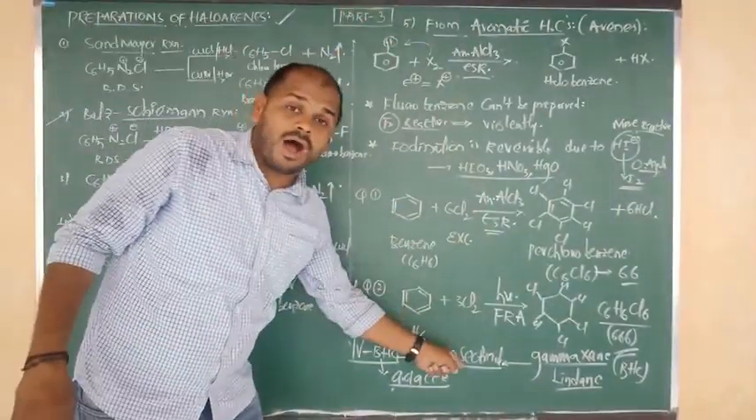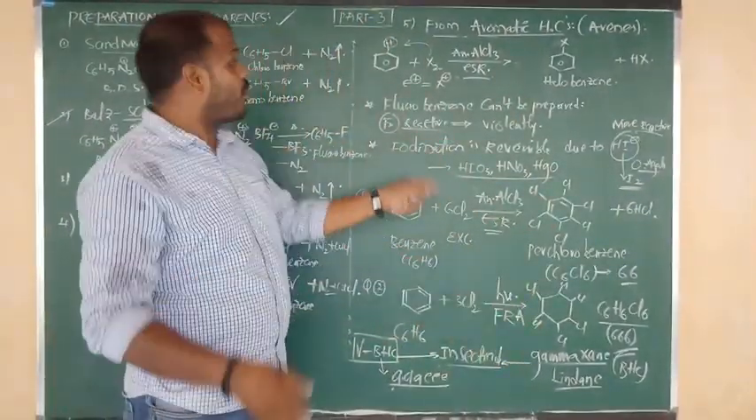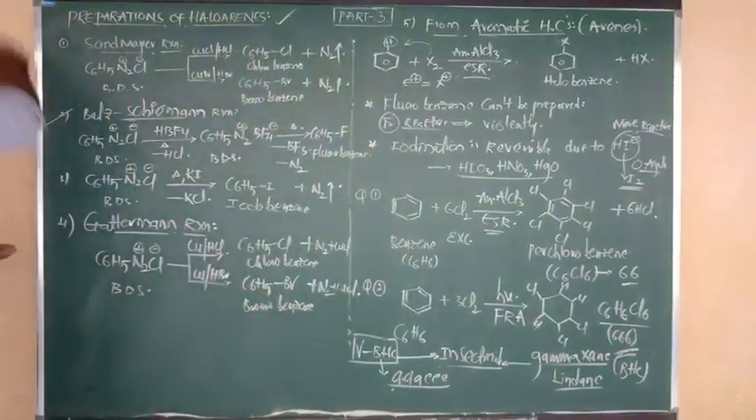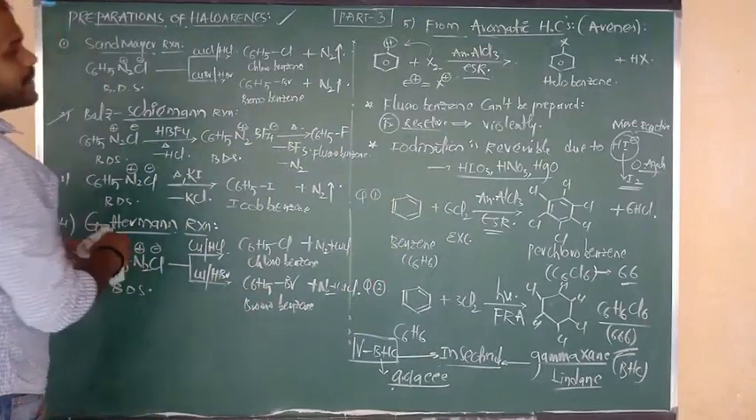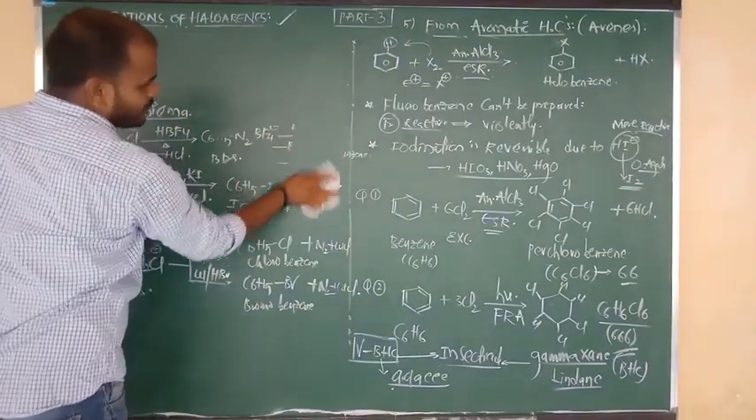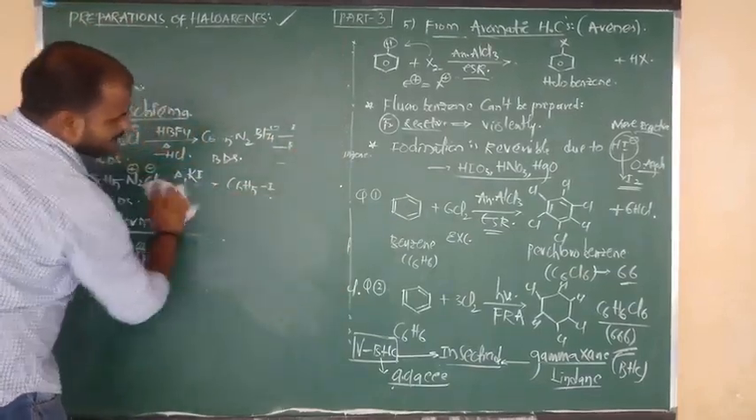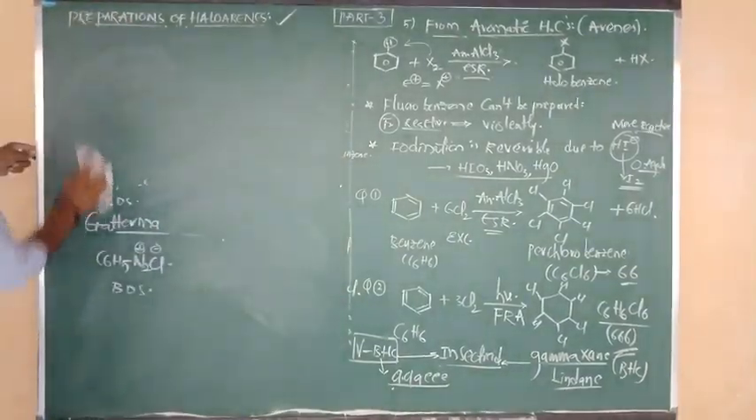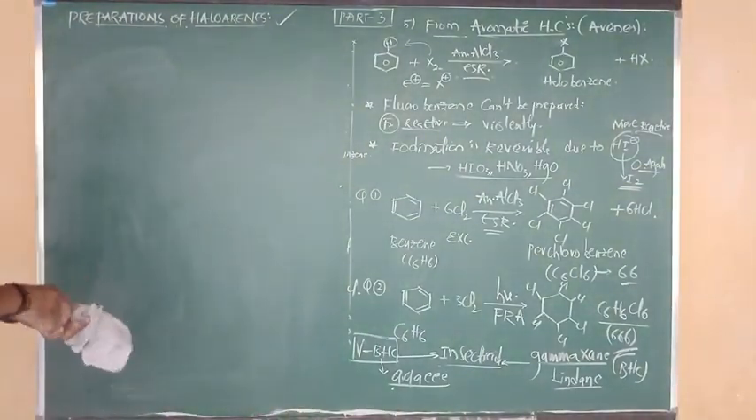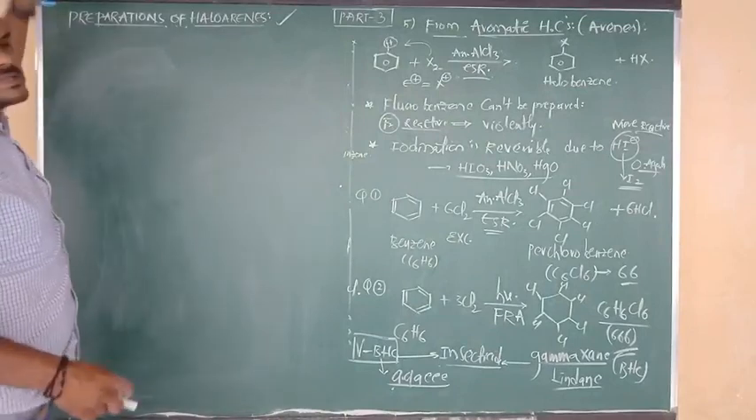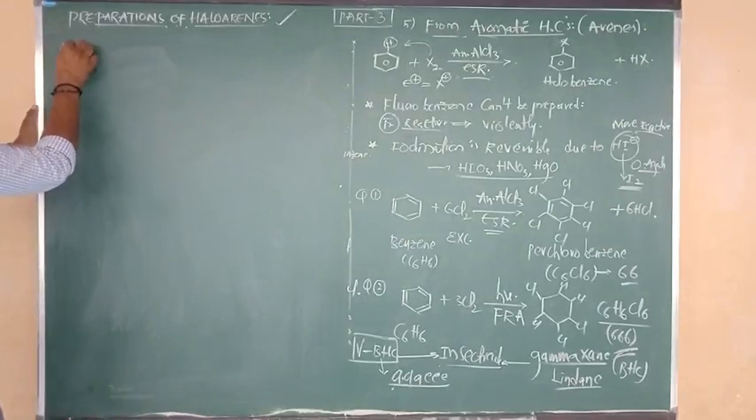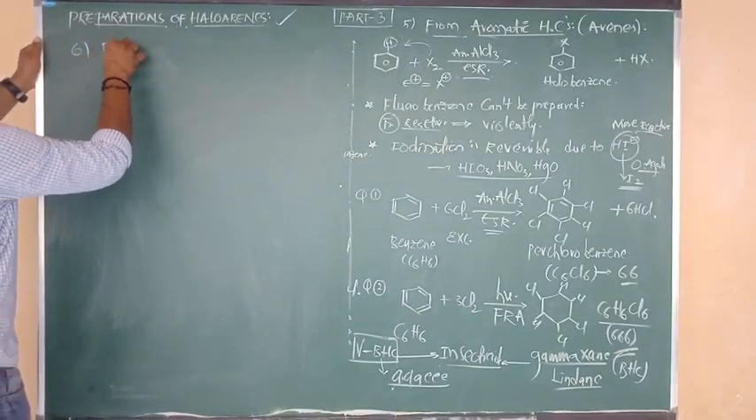So this completes the preparations of haloarenes from benzene and its compounds. Good. Next, another preparation I want to show you. Only two preparations are left. One is the Raschig process. You may not have heard the name until now, but it is important for objective exams only, because it won't come in theory. It is not in NCERT, it is out of NCERT, but important. The reaction I want to show you is the Raschig process.